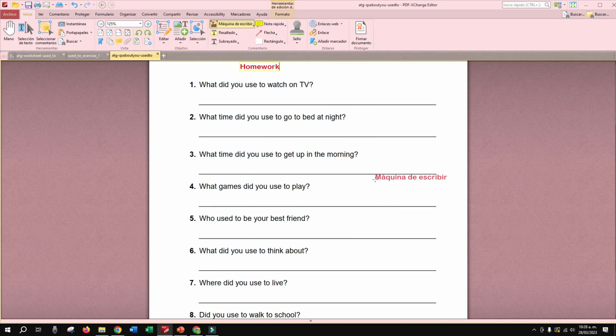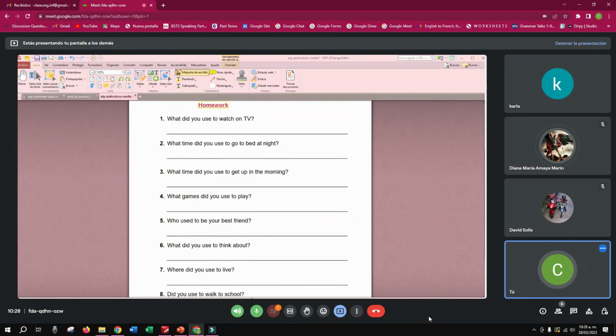So you have that homework. I want you to answer those questions using your own information, right? And we're going to check them together next class, okay? So in your notebook, try to answer those questions, and we're going to discuss them next class. Okay, so take a picture of it on the screen, and you need to work on those questions. So that will be your homework for next class.